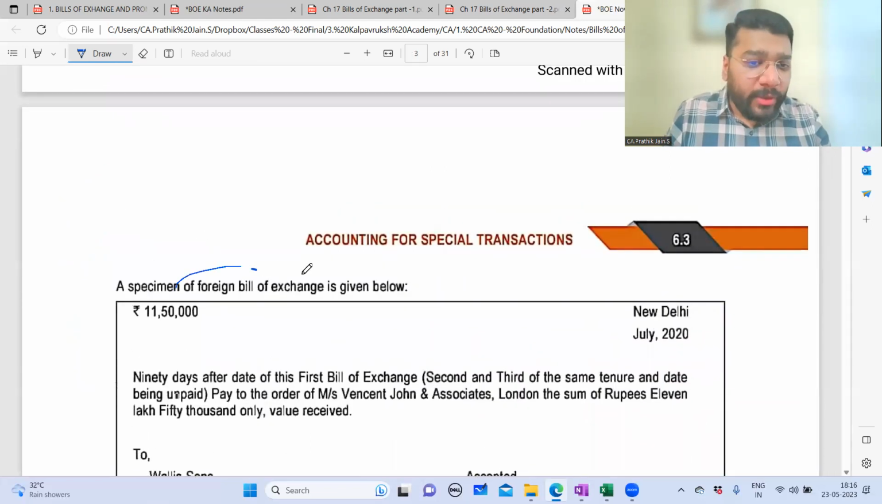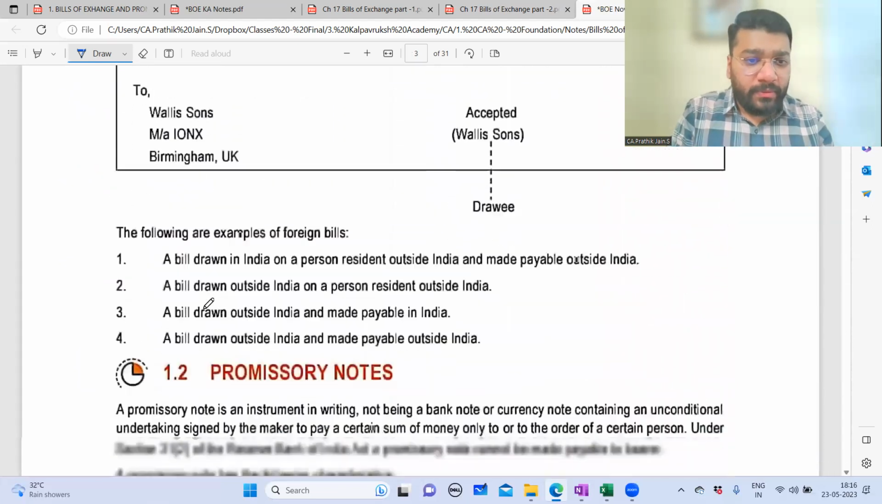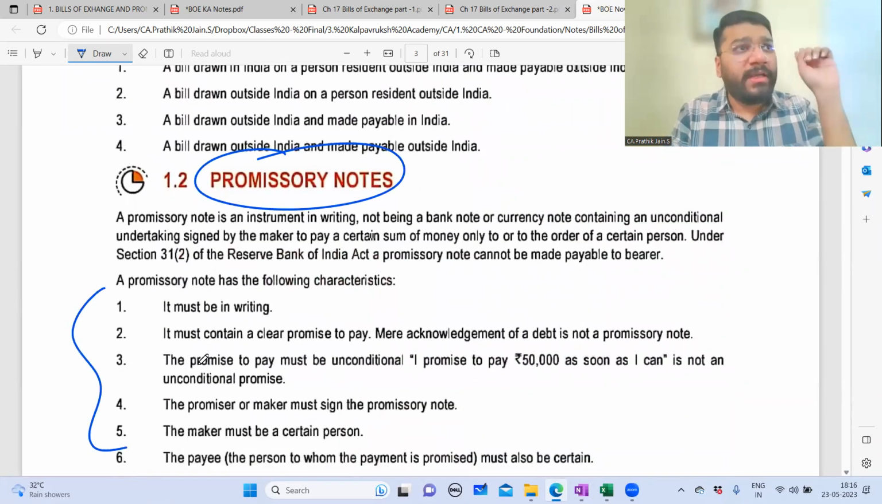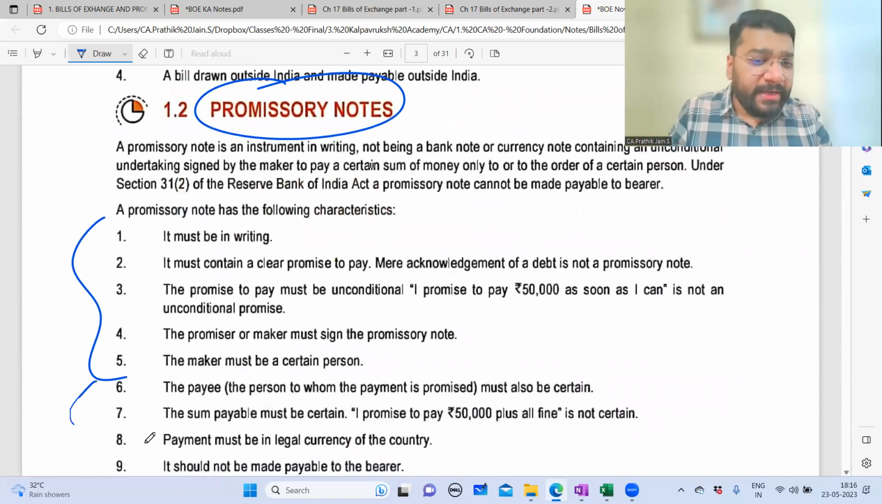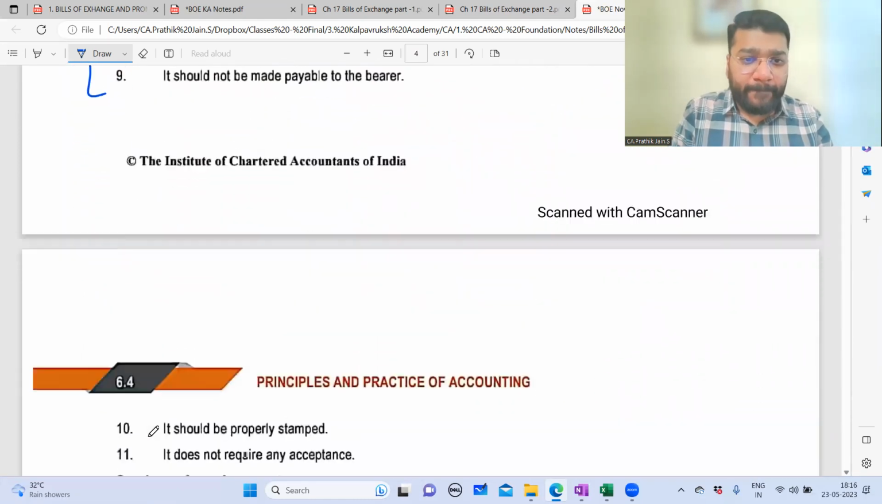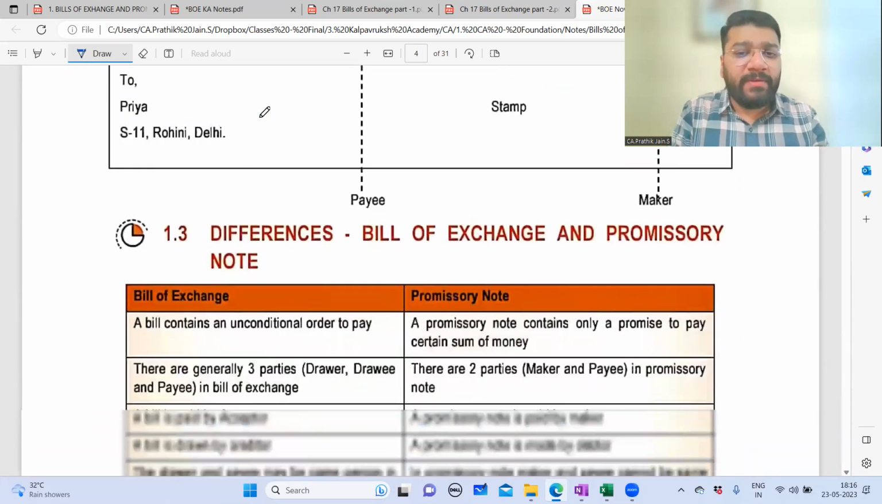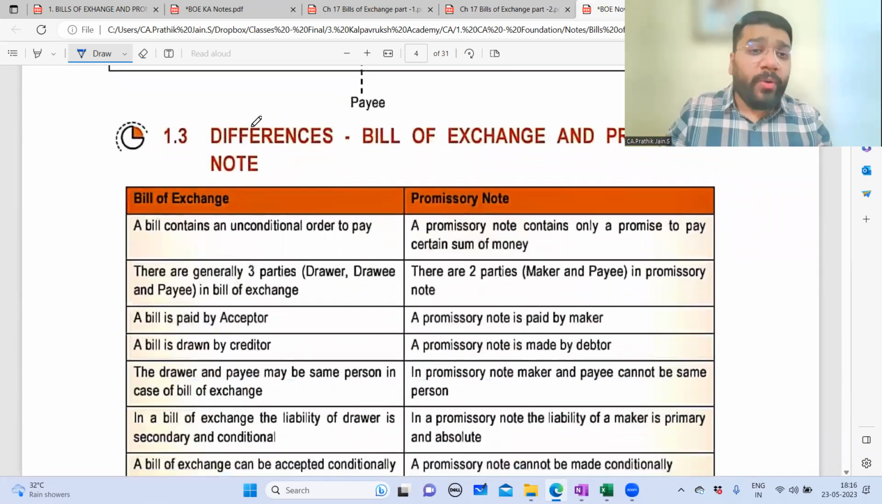Foreign bill of exchange alone, I'm keeping it pending as of now. We have discussed what is promissory note, and those definitions we studied, the points have been very clearly given here. The specimen of the bill of exchange, the specimen of promissory note also has been given for your understanding purposes. And now, guys, differences between bill of exchange and promissory note.